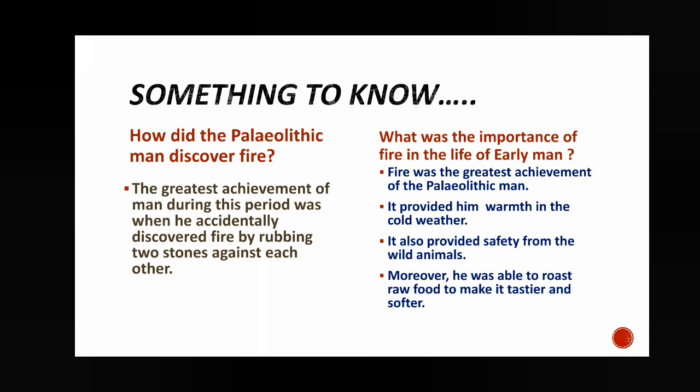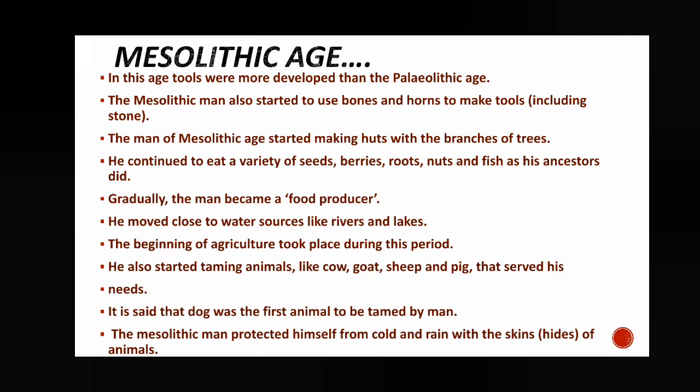Next, he was able to roast raw food. After hunting, they were roasting the food with the help of fire, which made the food tastier and also softer. These are the importance of fire. Now come to the next age.